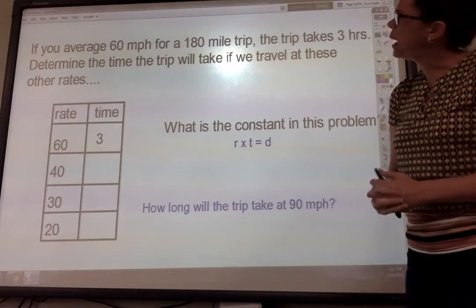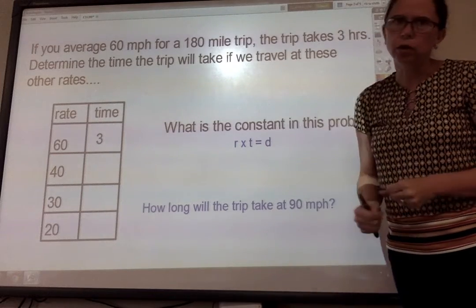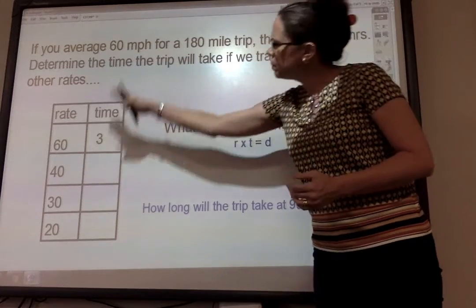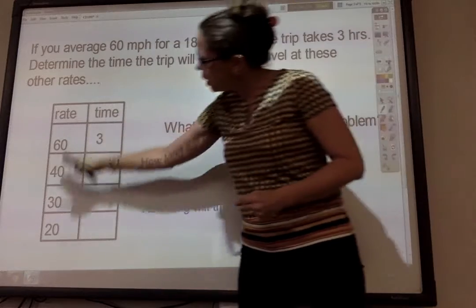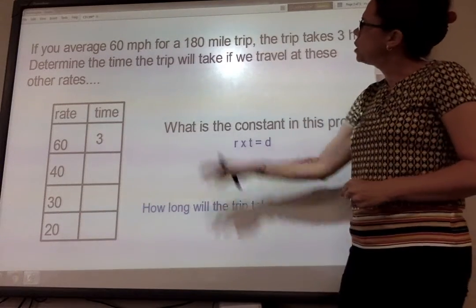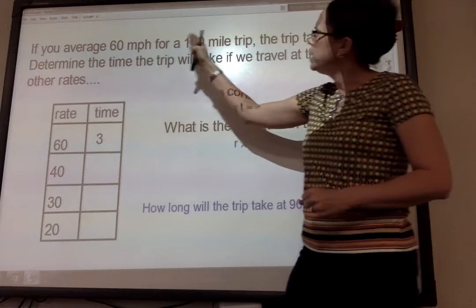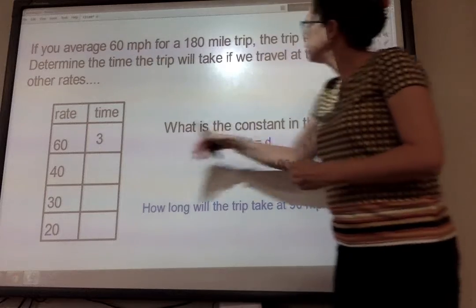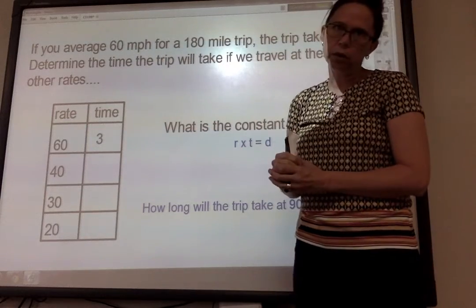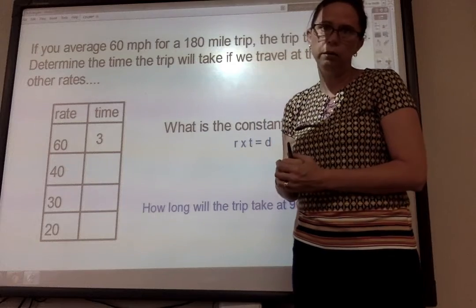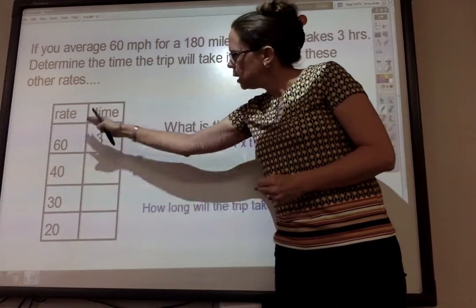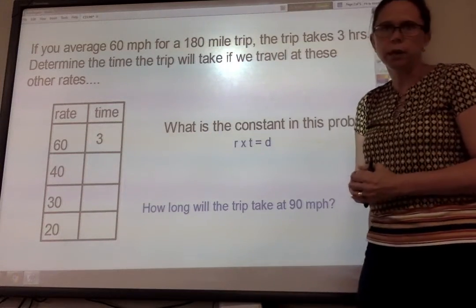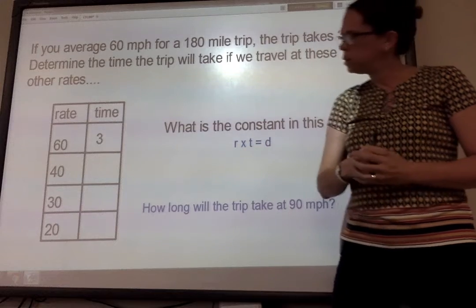So let's think about it this way. If we're going on a trip and we average 60 miles an hour for the 180-mile trip, the trip takes 3 hours. We want to determine the time the trip is going to take if we travel at these other rates. So at 60 miles an hour, 180 divided by 60 gives us our 3 hours. Or we could say 60 times 3 gives us our 180-mile trip. Go ahead and figure out the time it's going to take if we're traveling these other rates. Pause your video, complete this chart, and then start it back up again.